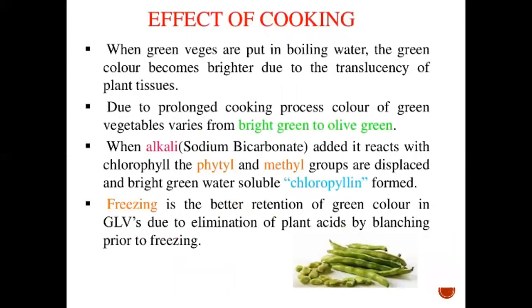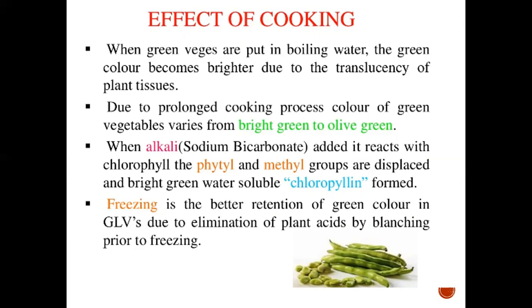Now, what is the effect of cooking? When green vegetables are put in boiling water, sometimes the color becomes bright initially. After prolonged cooking, the color changes from bright green to an olive green. That is, it becomes dull.